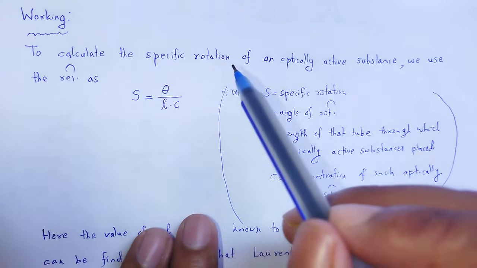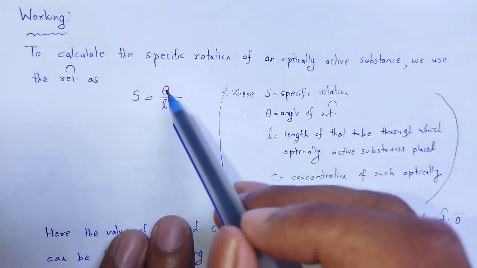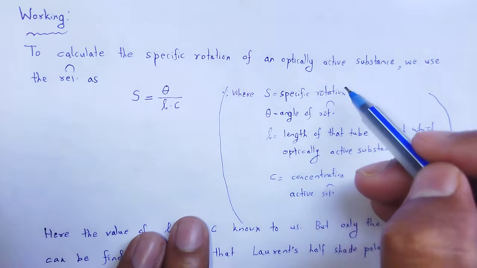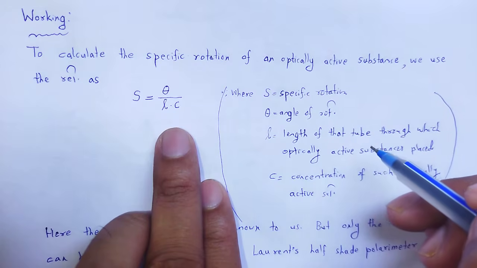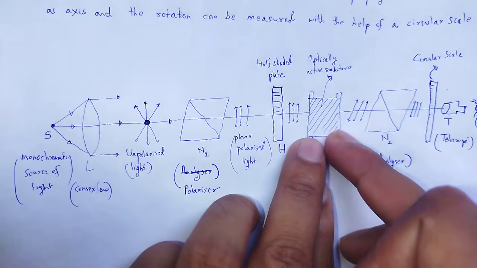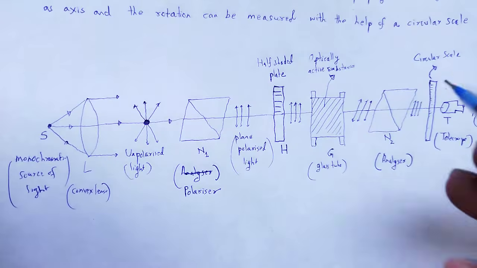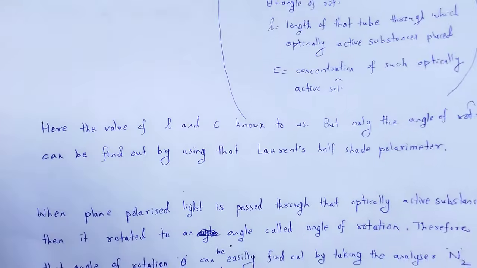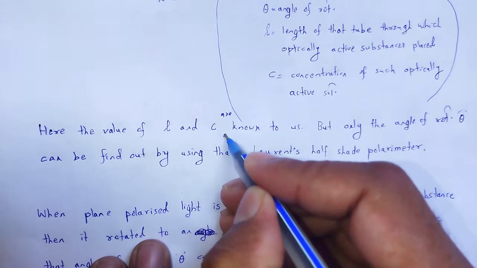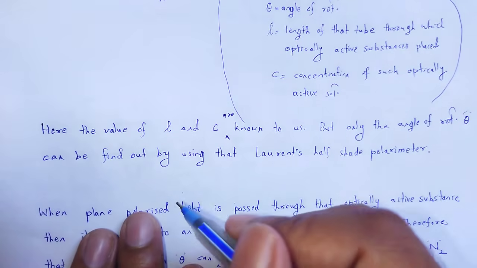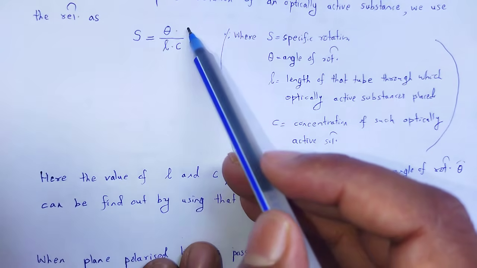To calculate the specific rotation of an optically active substance, we use the relation: specific rotation S is equal to theta divided by L into C, where S is the specific rotation, theta is the angle of rotation, L is the length of the tube in which the optically active substance is placed, and C is the concentration of the optically active solution placed in glass tube G. Here the values of L and C are known to us, but only the angle of rotation has to be found out by using Laurent's half shade polarimeter.